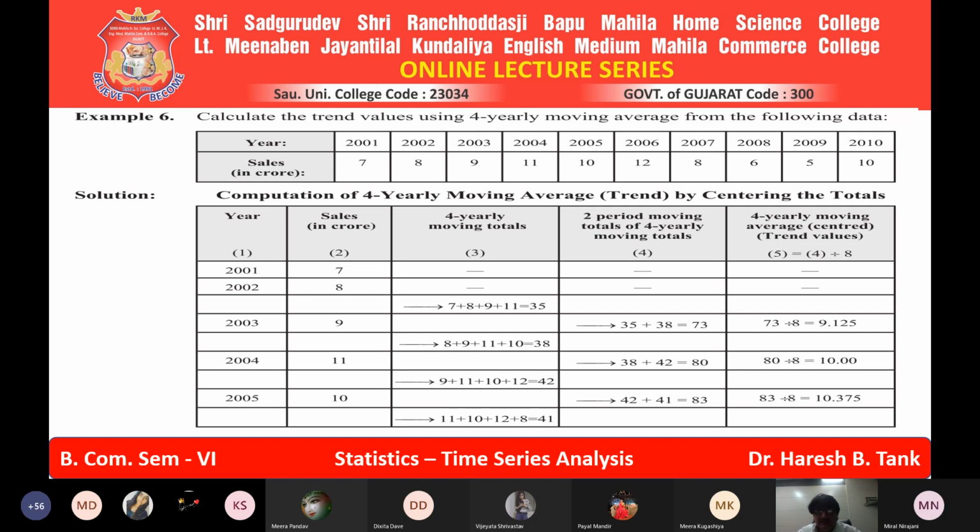Since I did not have the liberty of getting all the data on the same slide, it is on 2 different slides. 2001 to 2005 is in this slide, and onwards it is in the second slide. Fine enough. Okay.